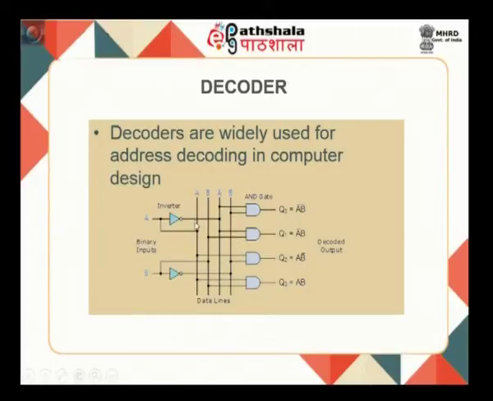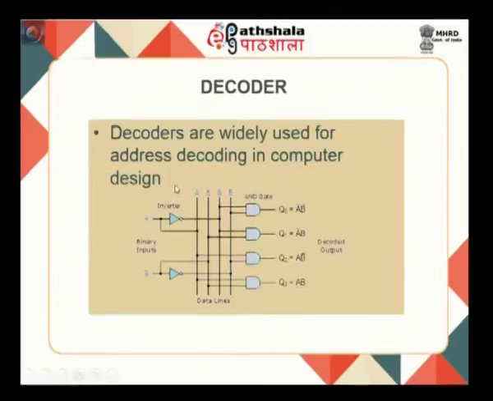These decoders are widely used for addressing memory, or address decoding, in computer design. That means if I have a memory, I wanted to address each and every location. The address will be given, it gets decoded through this, and it will be given in an elaborated way which uniquely identifies one place. So, this is a best example of a digital circuit used for addressing memories.